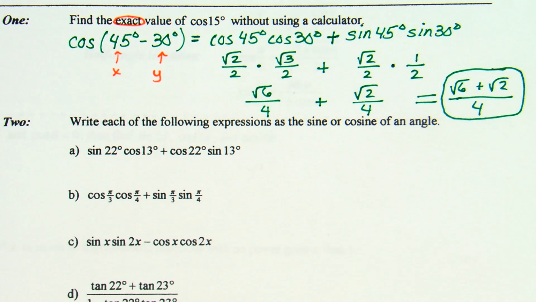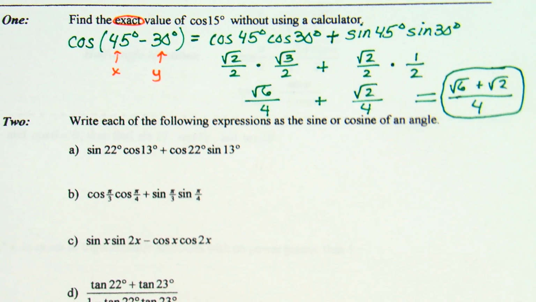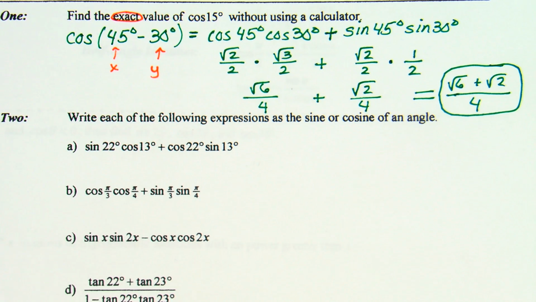Okay, example 2. If you liked example 1, which had some work behind it, it wasn't horrible though. You're going to love example 2 type problems. It says, write each of the following expressions as the sine or cosine of an angle. So I want to know the sine of 22 degrees times the cosine of 13 degrees plus the cosine of 22 degrees times the sine of 13 degrees is equal to either the sine of what angle or the cosine of what angle.